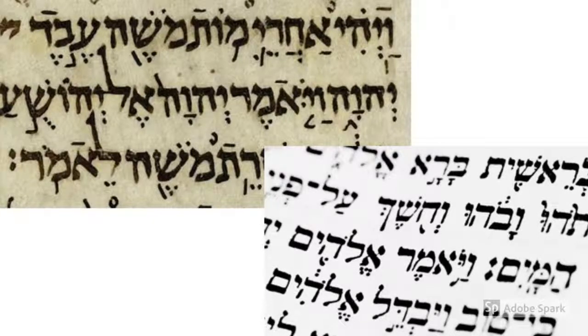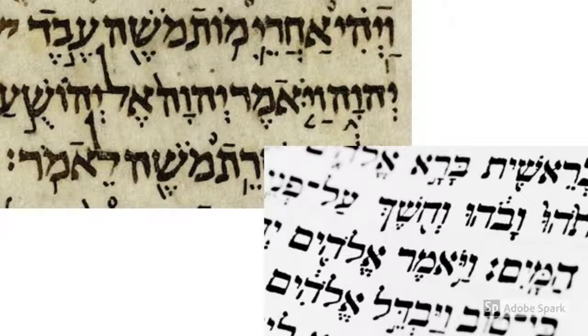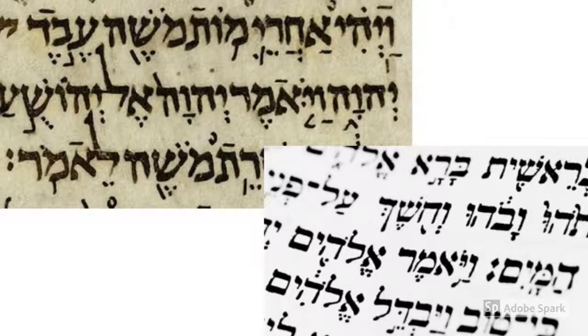The matres lectionis, or mothers of reading, are letters such as yod and vav that were added to the consonantal text to represent long vowels and facilitate reading. Although some of these were original to the text, others were added throughout the history of the text to facilitate the reading. The third and final part of the textual tradition is the vocalization or vowel points.